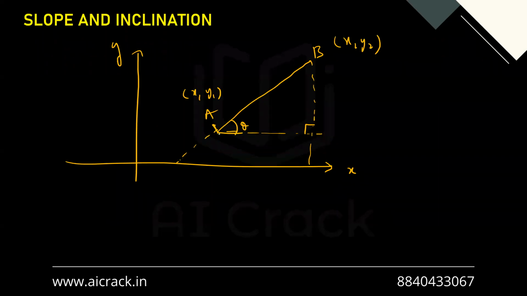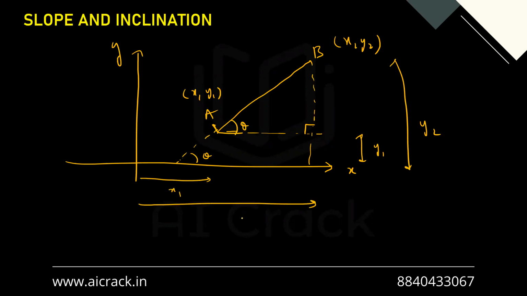And if this is horizontal, so basically this angle would be theta, corresponding angles basically. Now this distance is y1, this distance is y2, this distance is x1, and this distance is x2. So basically this distance is x2 minus x1, and this distance is y2 minus y1.